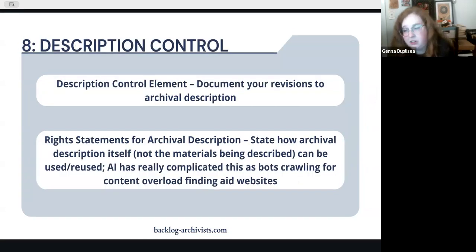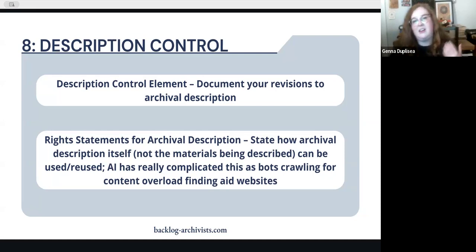In chapter 8, we talk about description control. So this is where you're going to document your revisions to the archival description. It could be major stuff, minor stuff. You can say, this is an old finding aid and it contained some language that we no longer use related to illnesses or people, and we rewrote it in 2025. Or it might be, we fixed a typo or we updated a link. So that's what the description control element is for, maintaining the integrity of a document by saying these are the changes that we've made over time.